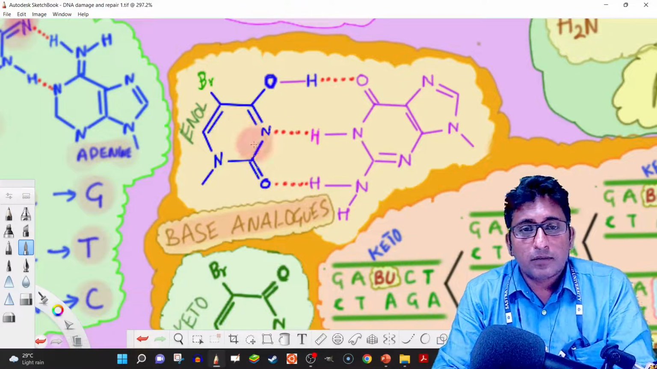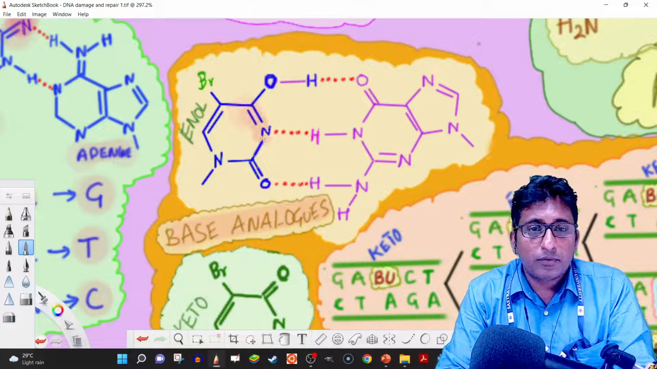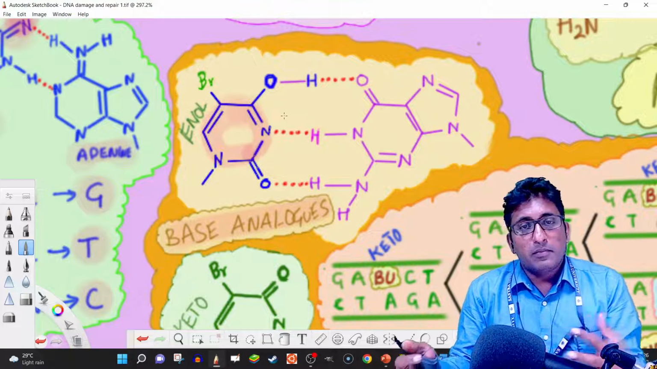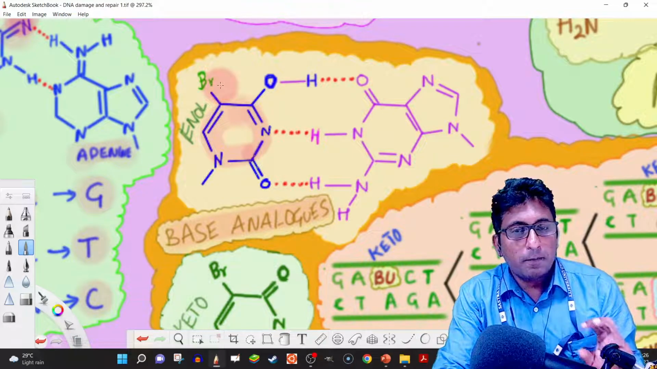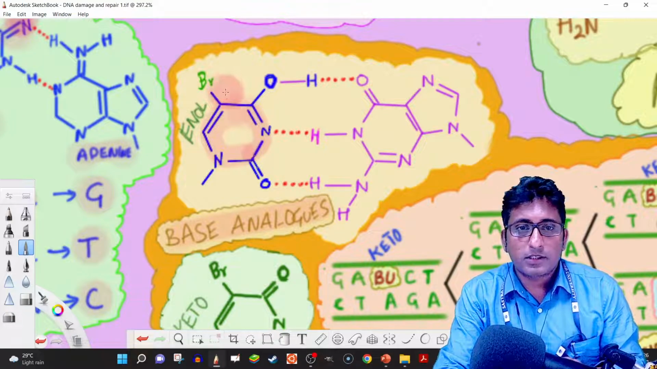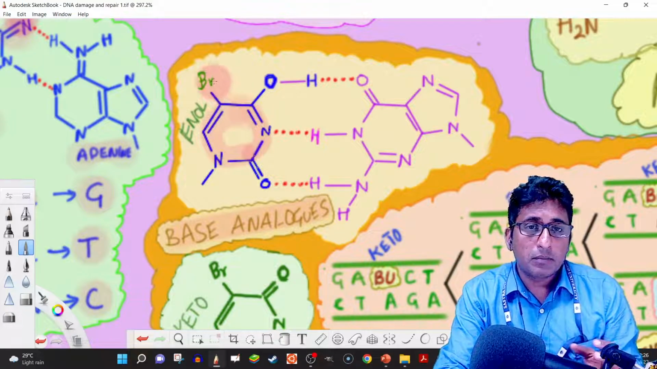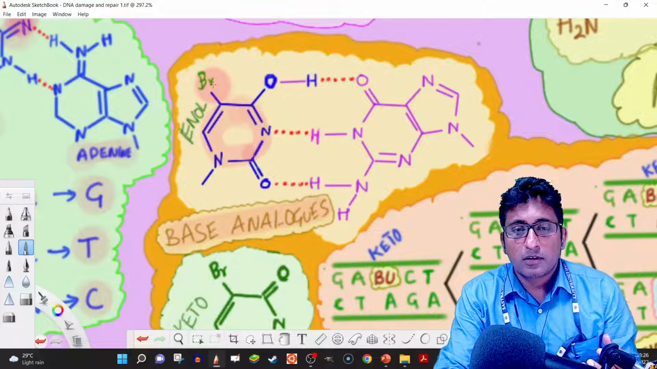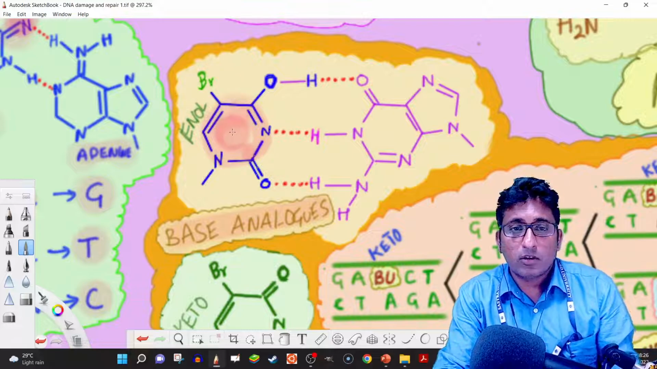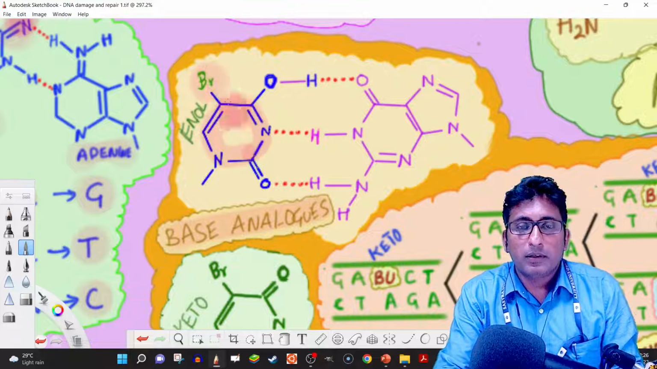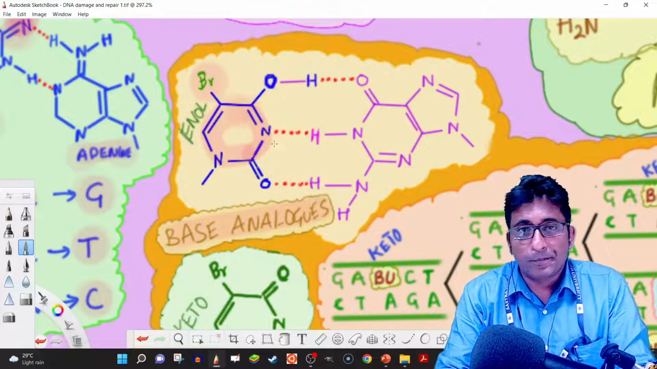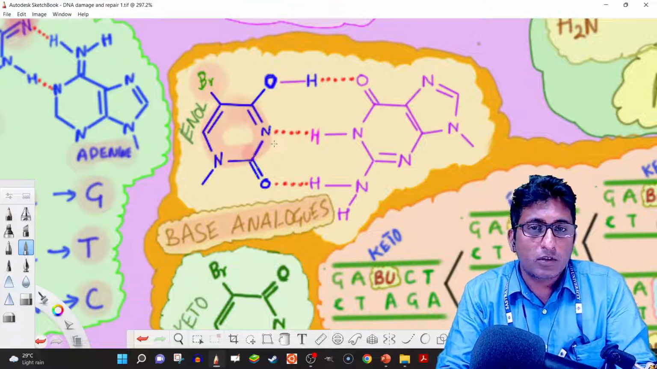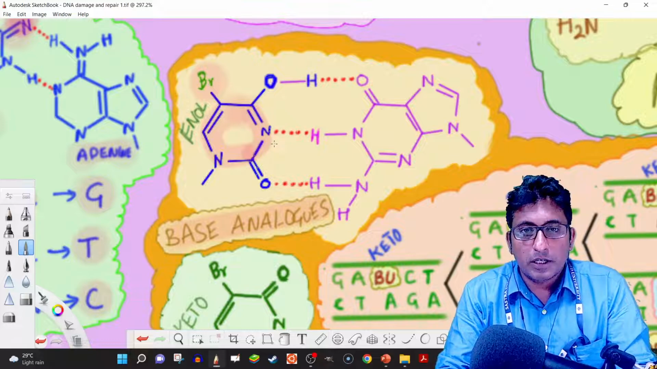Here is 5-bromouridine. Thymine is 5-methyl uracil. So basically the difference between uracil and thymine is just that thymine has a methyl group in the 5th position, whereas in this case, the base analog, there is bromine in the 5th position. So it looks very similar to thymine, and it could get incorporated into the DNA.